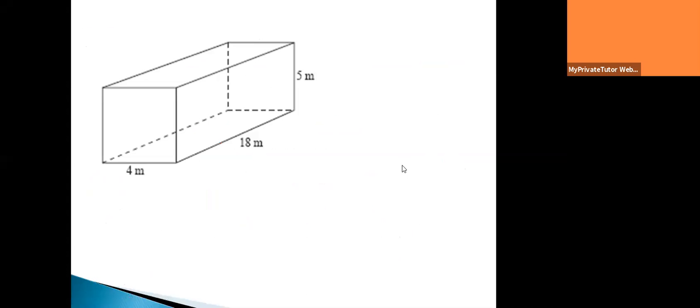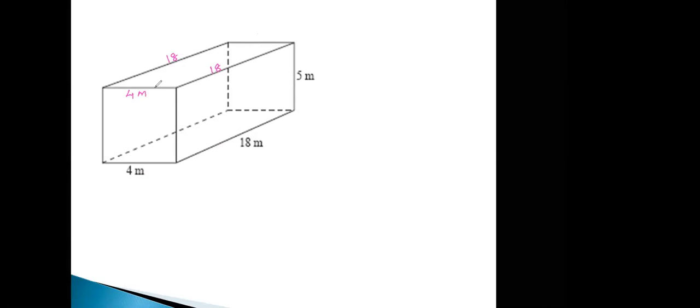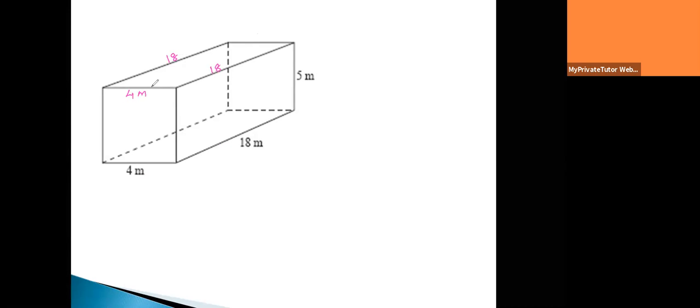Just take a look at this. How do you find the area? What type of shape is it? It's a rectangular prism, or else you can say a cuboid. What is the surface area? You can see that we have 3 different lengths. This one is 18 meters. So the area is base area plus perimeter multiplied by length. That's the general formula.